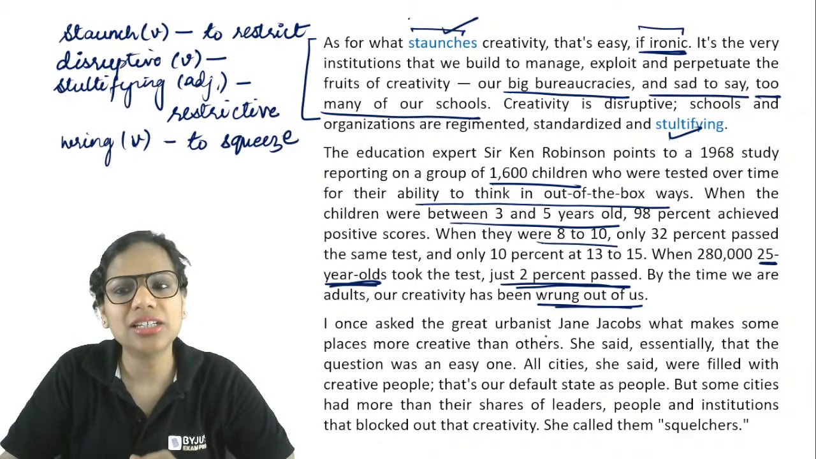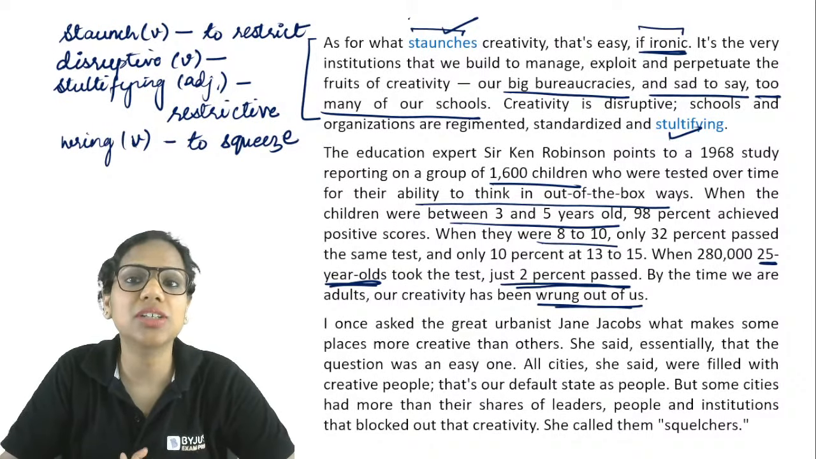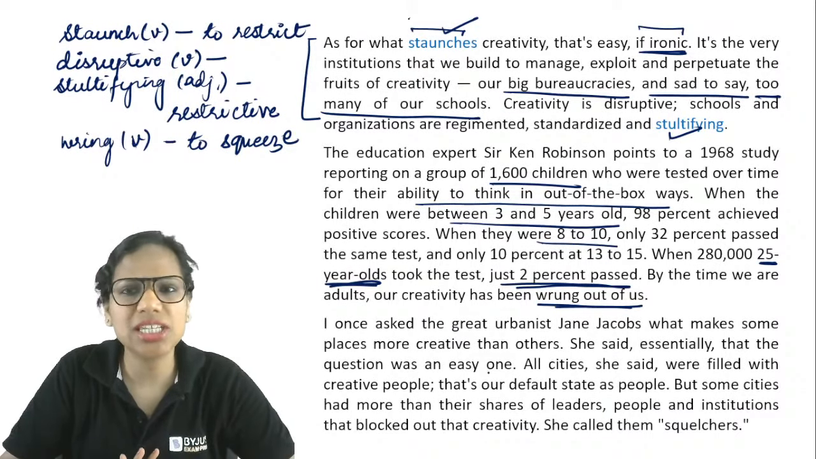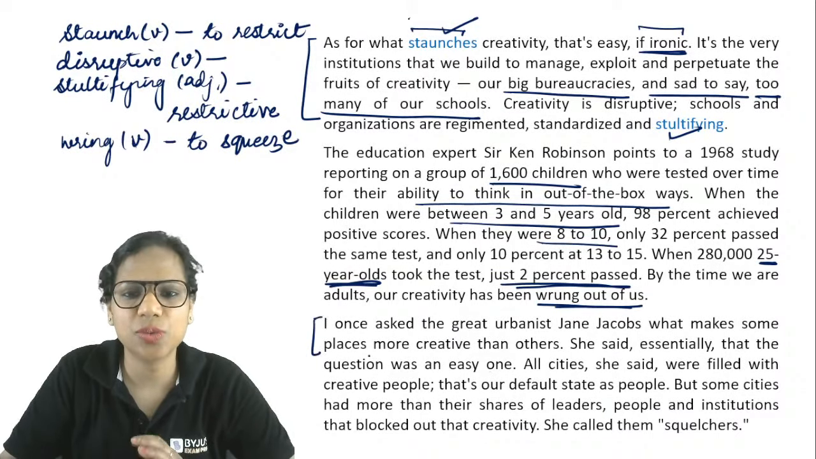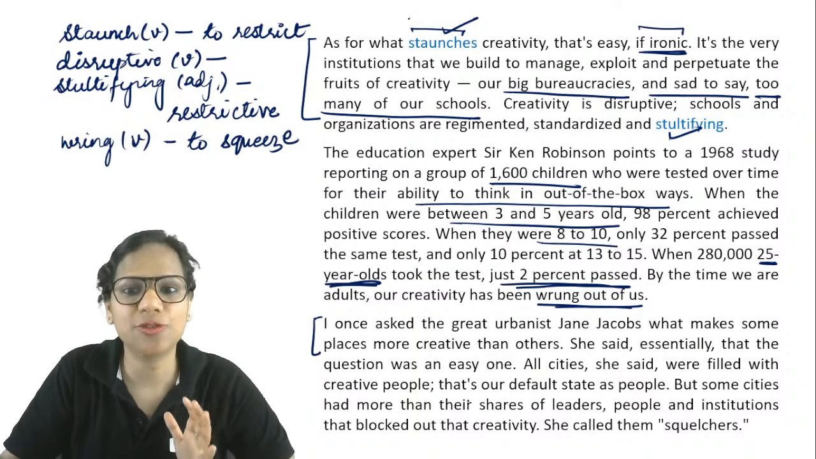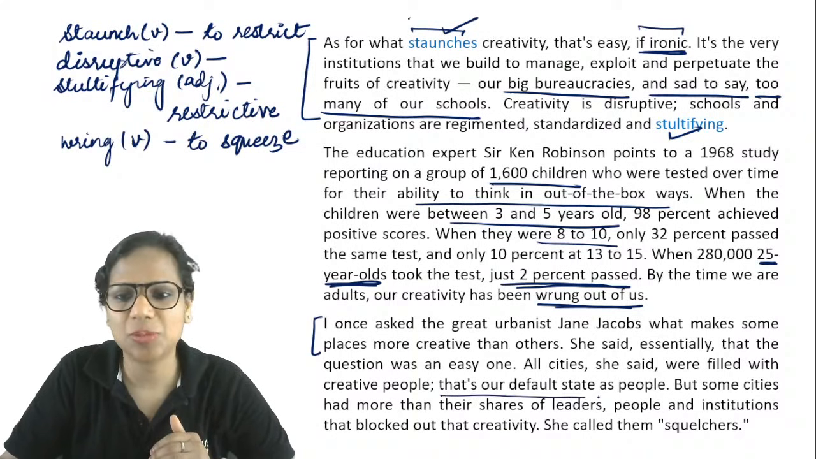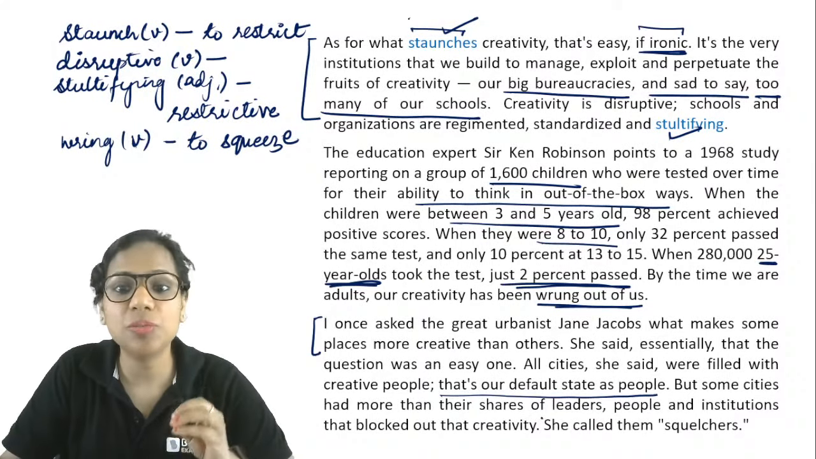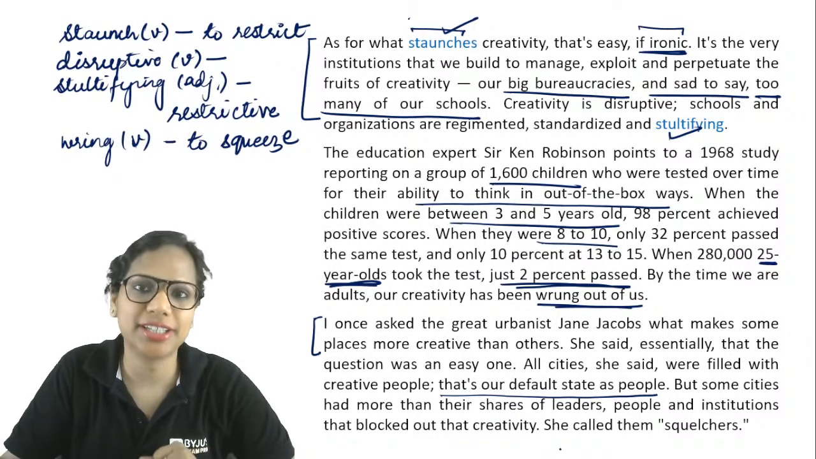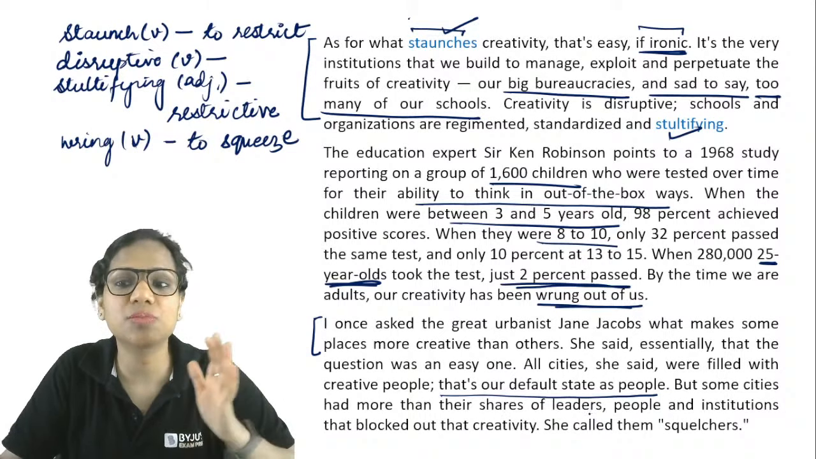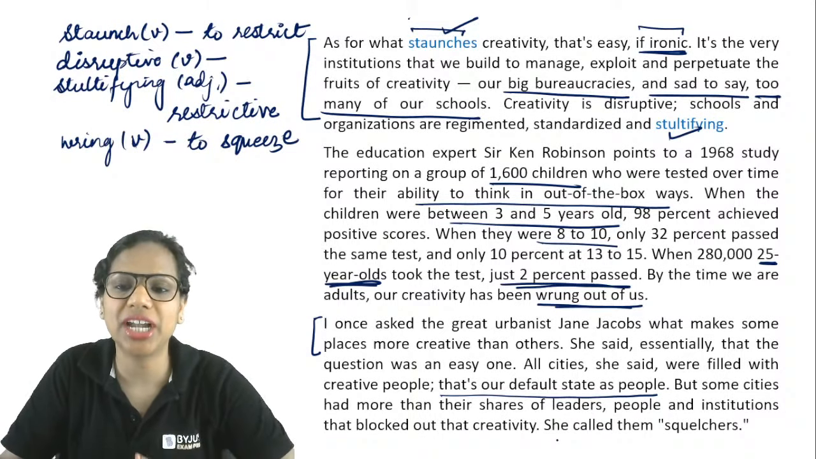I once asked the great urbanist Jane Jacobs what makes some places more creative than others. She said essentially that the question was an easy one. That, okay, the answer to this question is actually easy. All cities, she said, were filled with creative people. That's our default state as people. But some cities had more than their shares of leaders, people, and institutions that blocked out that creativity.